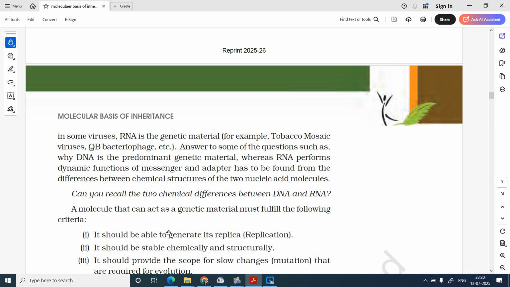Answers to some of the questions, such as why DNA is the predominant genetic material, whereas RNA performs the dynamic function of messenger and adapter, have to be found from the differences between the chemical structures of the two nucleic acid molecules. Can you recall the two chemical differences between DNA and RNA?